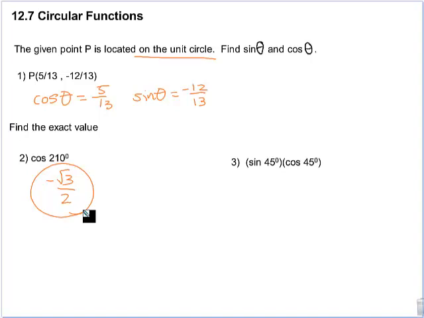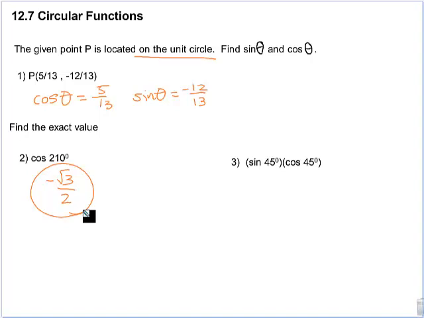You will have your unit circle. You might have to find a reference angle, so you might have to be able to sketch out an angle and find the reference angle. But anytime you want to find the exact value, you have your unit circle. That's what I would expect you to use to do it.